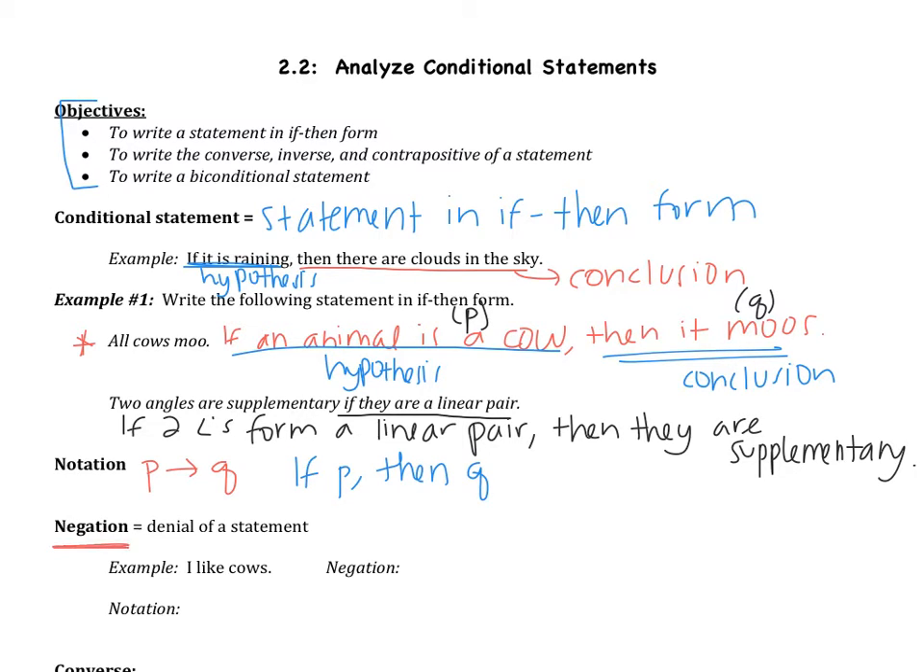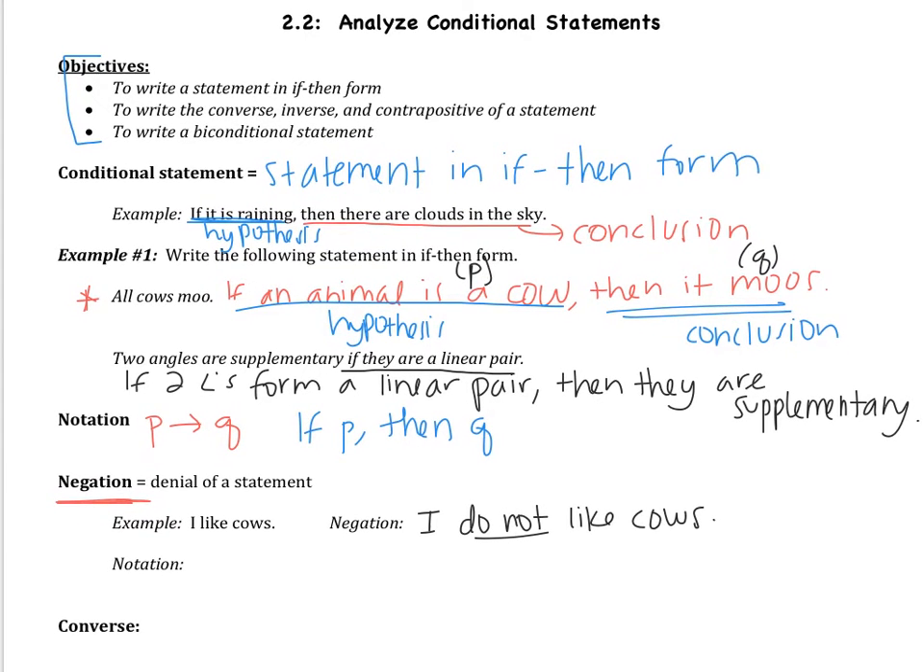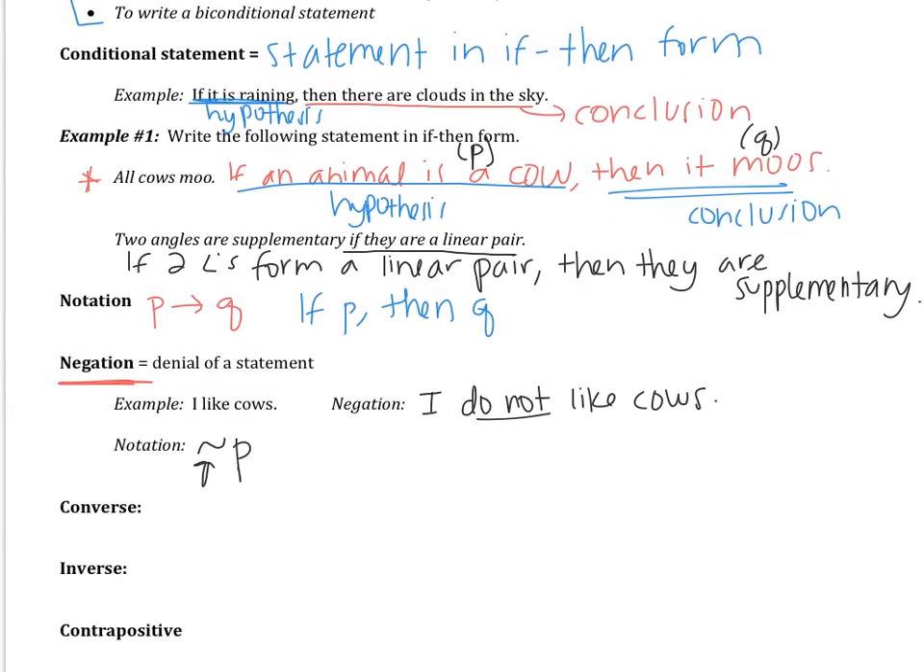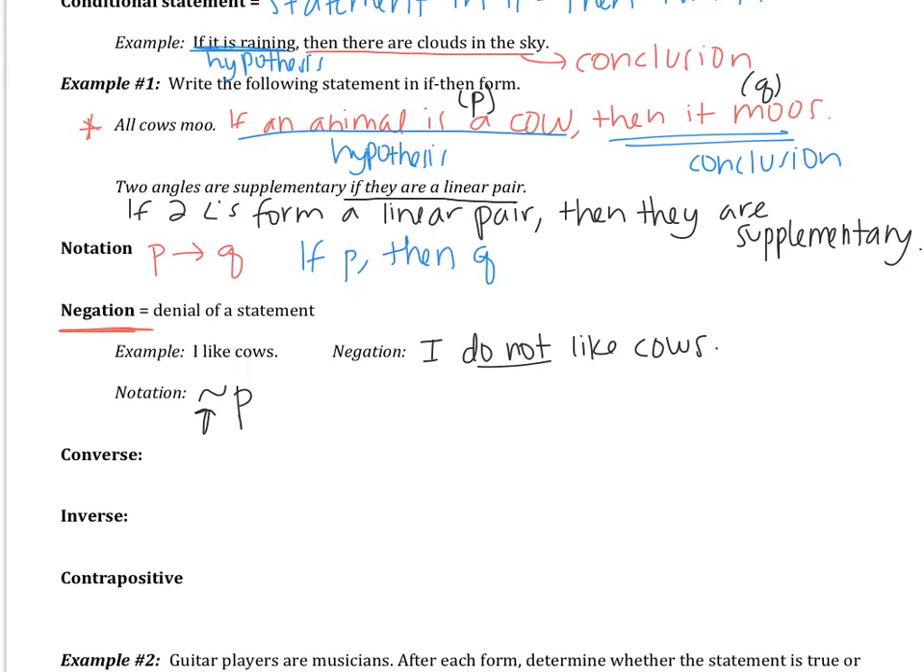Okay, so our next term is a negation, and that just means the denial of a statement. For the example, I like cows, the negation would be I do not like cows. So I'm just negating my original statement. Now the notation for a negation is tilde P. So the tilde is the negation part. Okay, so this shouldn't be too bad so far. That was the first objective, taking a statement and writing it in if-then form.